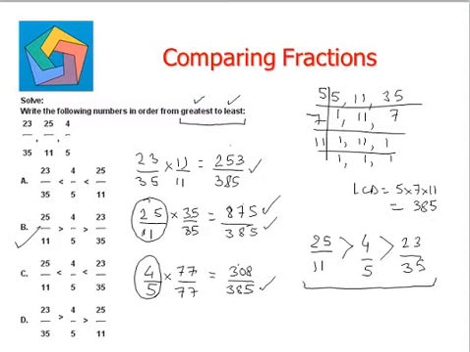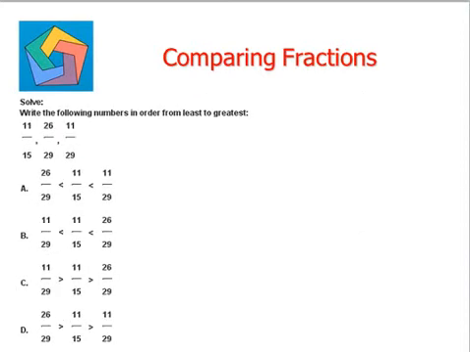Let's look at the next one. Write the following numbers in order from least to greatest. That is, we write the smallest one first and the greater next. So here we have 11/15, 26/29 and 11/29. So the LCD would be here.